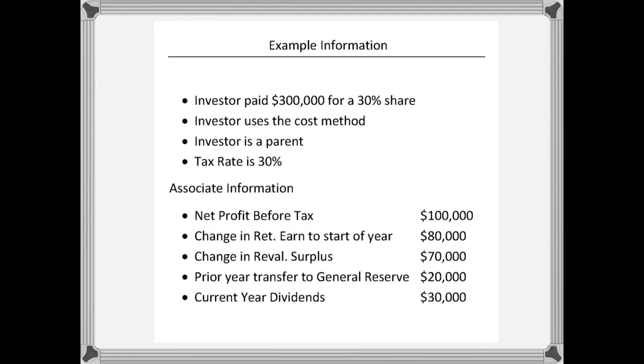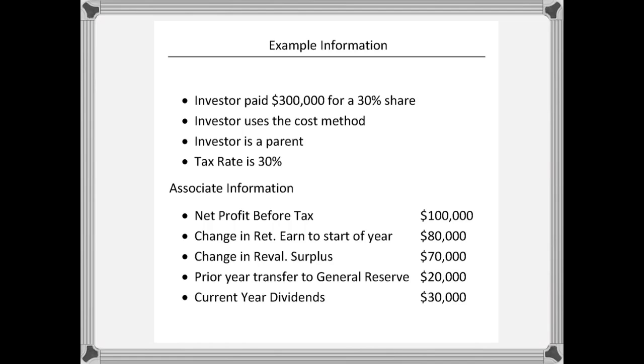Okay then, turning to an example, we have an investor that paid $300,000 for a 30% share. This is above the 20% presumptive test, and given we have no other information, and given that we know we're doing an associate accounting example, we're going to assume that that gives them significant influence but not control.